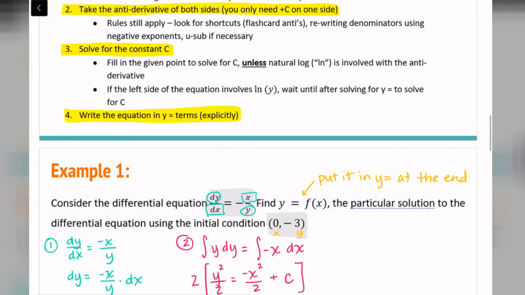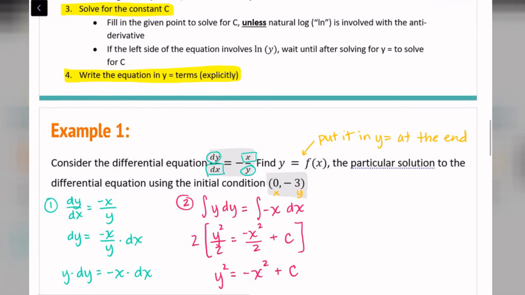Now, step 3, we want to solve for the constant. So all we're going to do is fill in the given point to solve for c. Unless natural logs are involved, then we're going to take a little bit of a different route, and we're going to solve for y first.